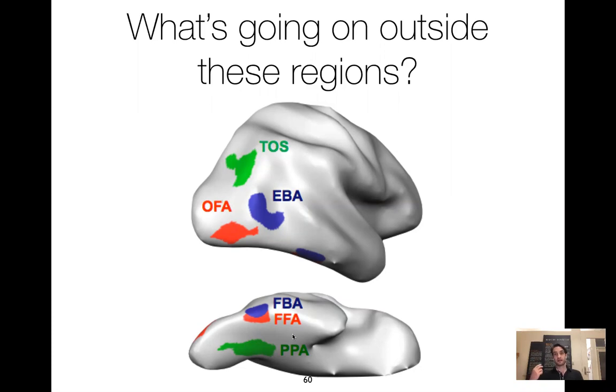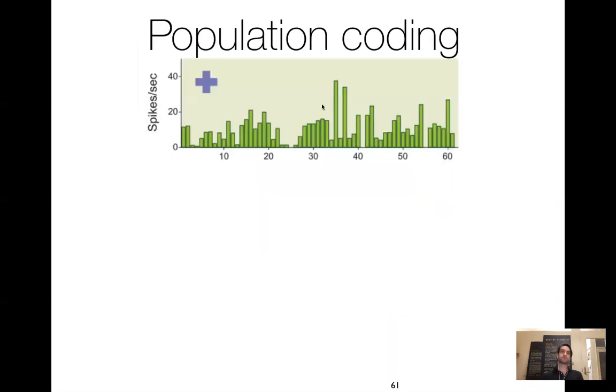And the answer is they are represented not in discrete category selective regions like the FFA or the PPA. They're represented by a thing that's called population coding. So let me give you an example. Here, we're going to visualize how many times a second a neuron is firing. And here, we're looking at 61 different individual neurons, okay?